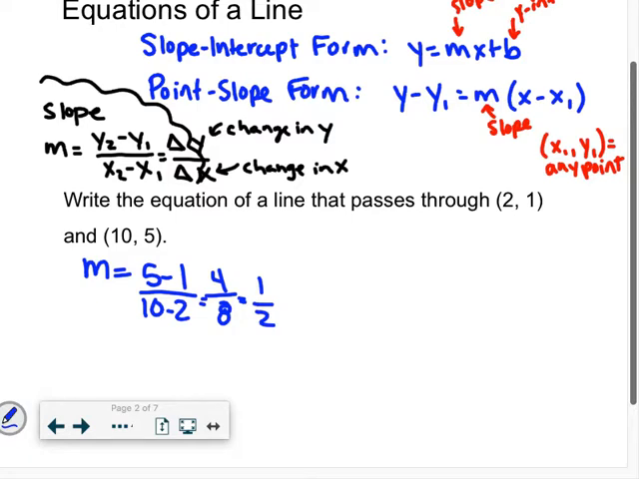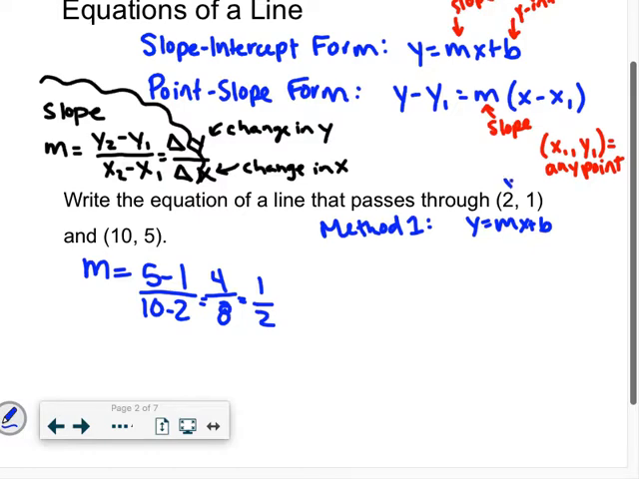So I'm going to show method 1, the way I think most people learned how to do it, and that's y equals mx plus b. So if you're going to use the slope-intercept form, you found out that m is 1/2. Now you're going to plug in for x and y, and you can choose either point. You guys want to do 2, 1 or 10, 5? 2, 1. Okay, so we're going to do 2, 1.